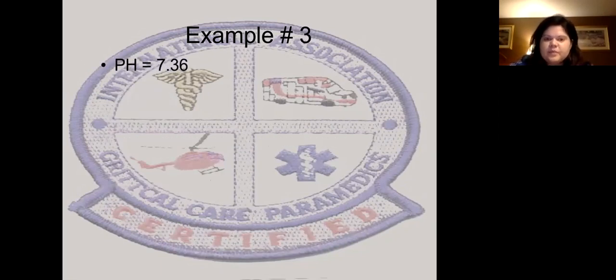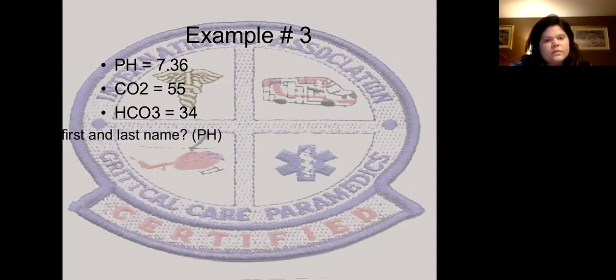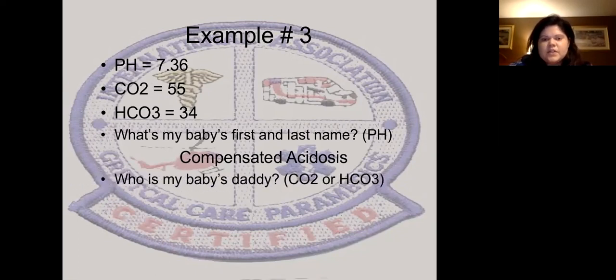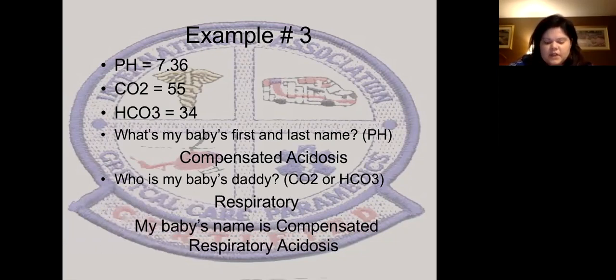Example 3, 7.36, your CO2 is 55, your HCO3 is 34. Compensated acidosis based on the pH. Now, is there an issue with the CO2 or HCO3? Respiratory. So you have respiratory acidosis.